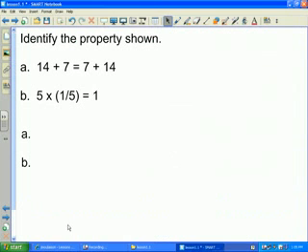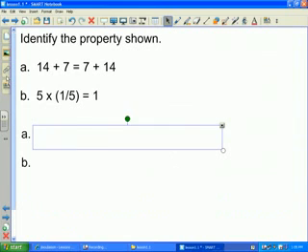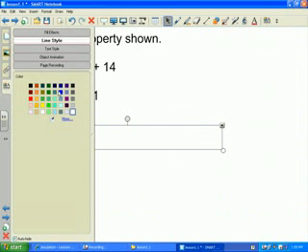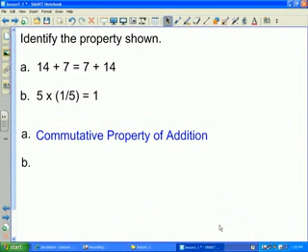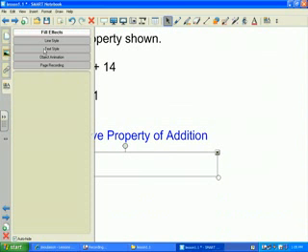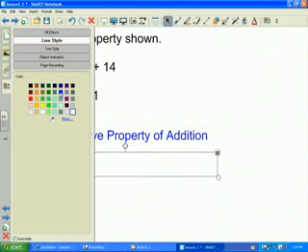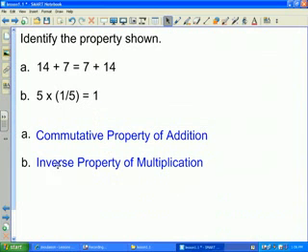So if I'm identifying the property that's shown, well, here I can see what's being shown is that if I add two numbers, the order in which I add those numbers does not change the result. That's an example of the commutative property of addition. If I multiply a number times its reciprocal in part B, 5 times 1/5, the fact that the product of those two values is 1, that's the inverse property of multiplication.